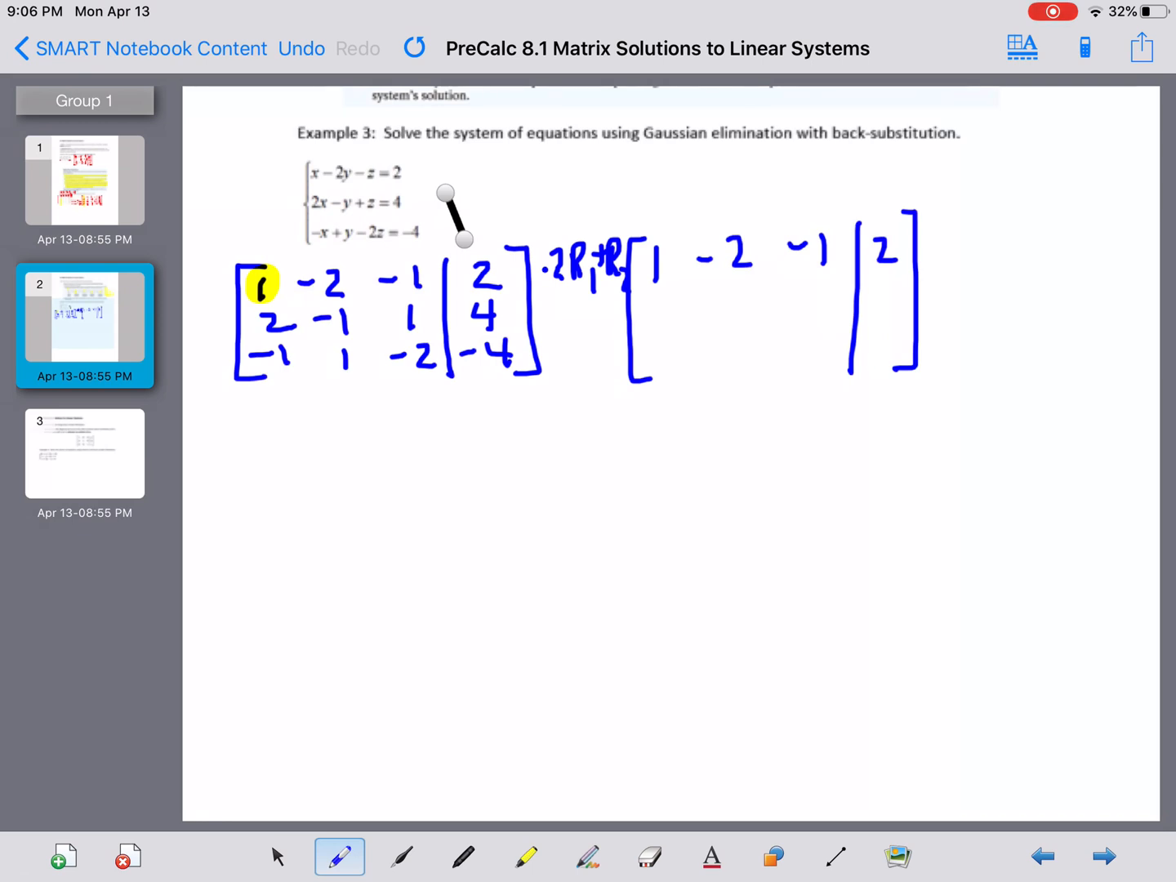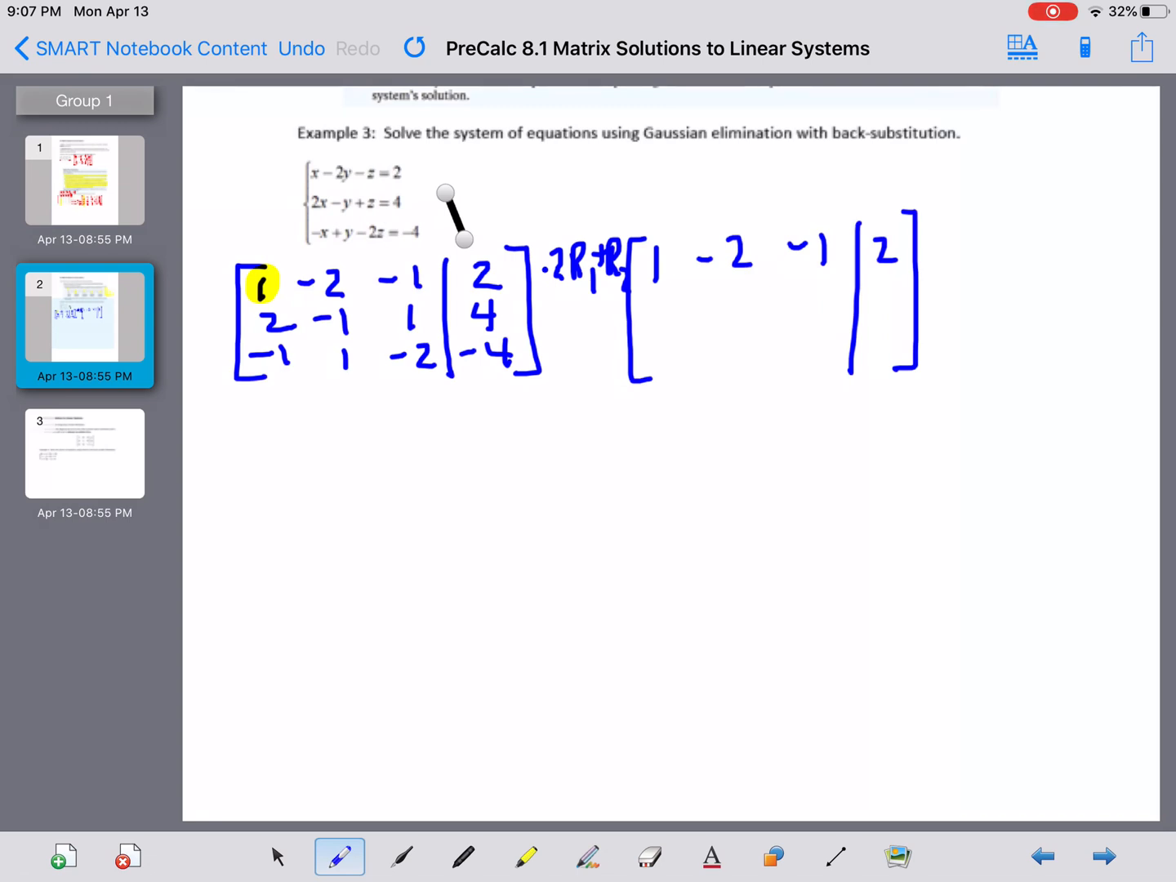On the last page, I did write those numbers above it to try to keep myself from writing too much on here. I'm going to do it in my head, and hopefully you can follow. I'm going to go to my first row, which is 1, -2, -1, and 2. I'm going to multiply each element by -2 and add it to the element right beneath it in row 2.